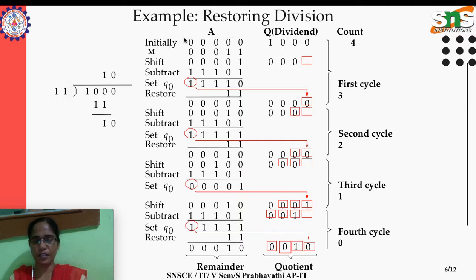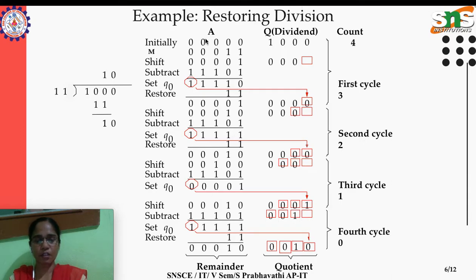Okay, the initial configuration. We are doing this division: dividing the number 8 by 3. So 8 by 3, what's the answer? Quotient is 2 and remainder is 2, is it not? In binary representation the quotient is 10, and the remainder is 10, which equals 2. Here it is 8 divided by 3, and we are going to see it in the restoring division method.